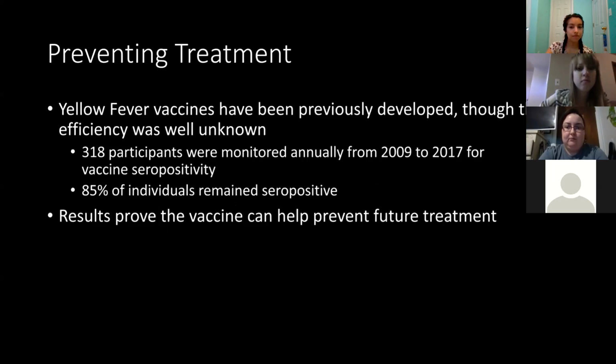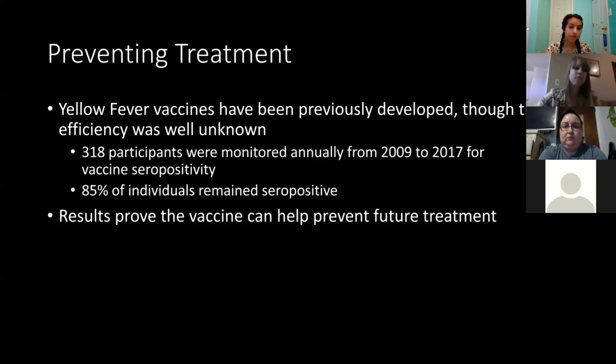Preventing treatment. For a long time, yellow fever vaccines have been developed and used. Though they've been used for decades, their effectiveness went relatively unknown for some time. Beginning in 2009, testing of the yellow fever vaccine was performed on 318 participants in Brazil. From then to 2017, these participants were monitored annually to test for vaccine seropositivity.